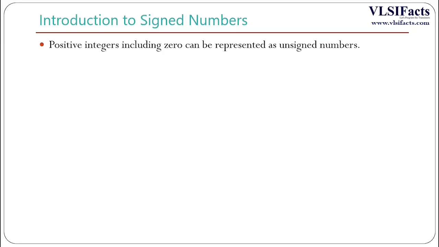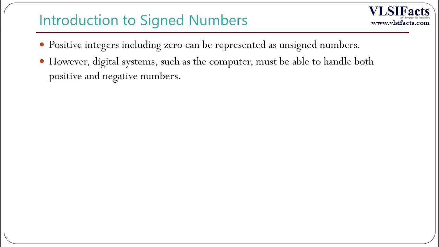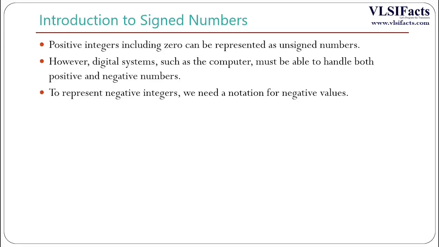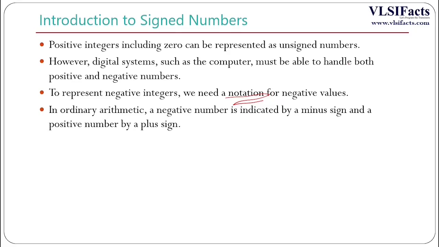Positive integers including 0 can be represented as unsigned numbers. However, digital systems such as the computer must be able to handle both positive and negative numbers. To represent negative numbers, we need a notation for them. In ordinary arithmetic, a negative number is indicated by a minus sign and a positive number is indicated by a plus sign.